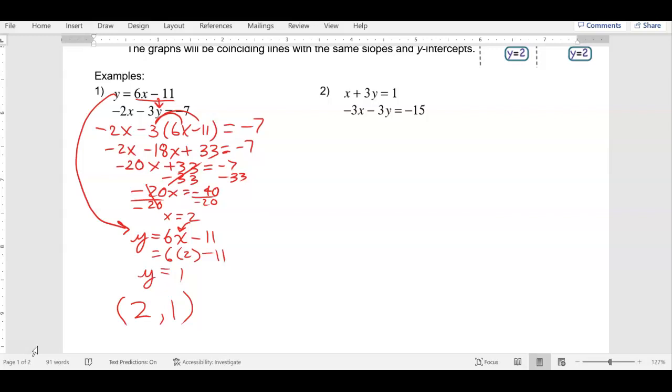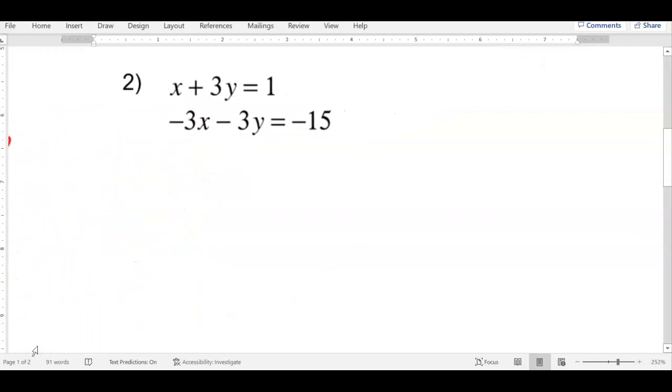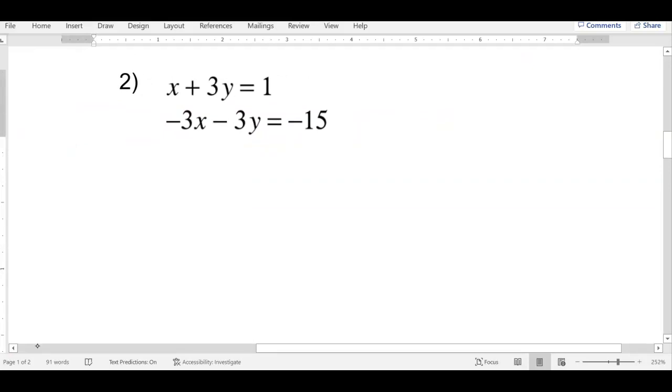Number 2 might be a little bit longer, but it's kind of the same idea. Ready? Step 1 on number 2. On this one, I need one of these equations to be x equals or y equals. Are they x equals or y equals yet? Not yet. The easiest thing you can do is find a variable by itself. The only one that's by itself is this x right here. So if we can solve for this x, then we're good to go.